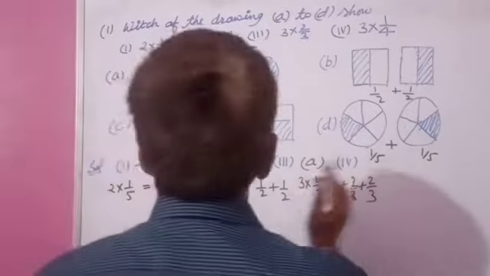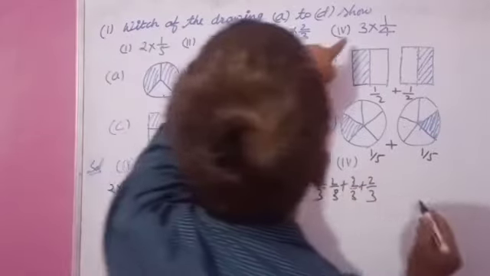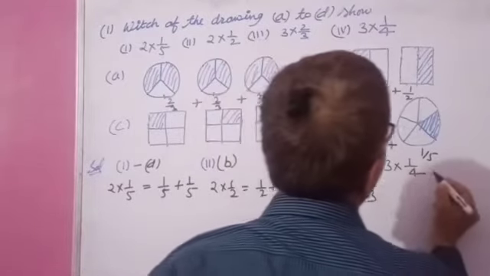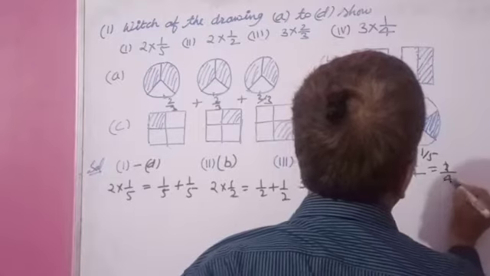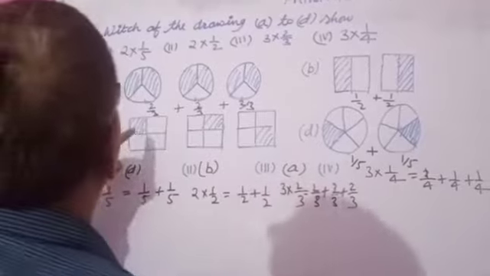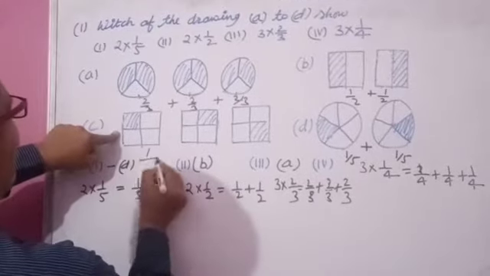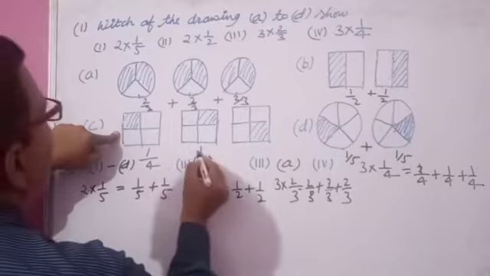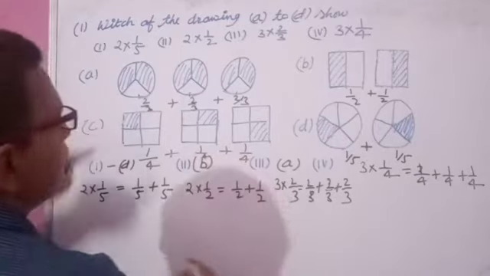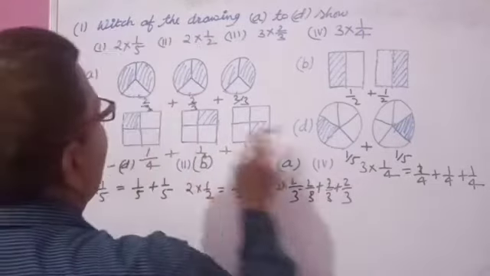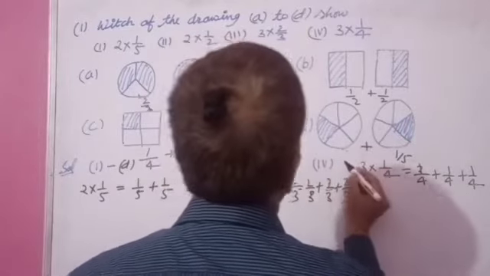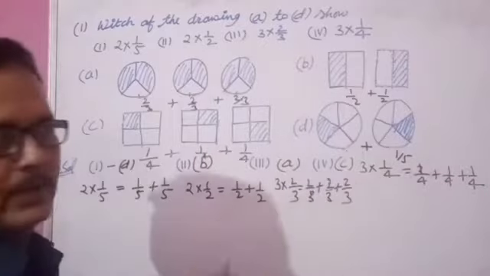And last is 3 multiplied by 1 upon 4. 3 multiplied by 1 upon 4 means 1 upon 4 plus 1 upon 4 plus 1 upon 4. This is 1 upon 4. Out of 4 parts, 1 part is shaded. This is also 1 upon 4, this is also 1 upon 4. 1 upon 4 plus 1 upon 4 plus 1 upon 4 is 3 multiplied by 1 upon 4. So this will be the C part. So you can show it like this.